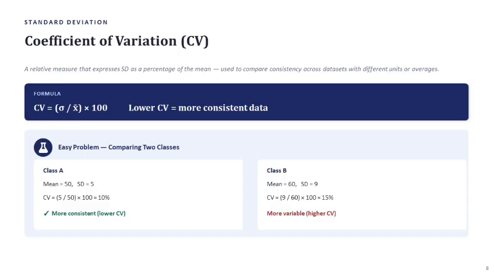Now the coefficient of variation. It is a relative measure that expresses standard deviation as a percentage of the mean, which is used to compare consistency across data sets with different units or averages. The formula for coefficient of variation is CV is equal to sigma by X bar into 100, where sigma is the standard deviation and X bar is the mean. An easy problem is given below.